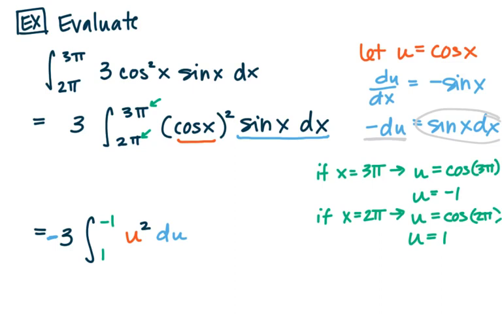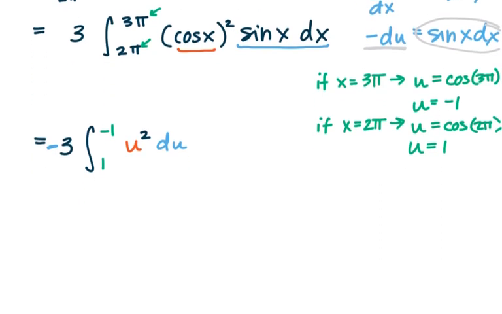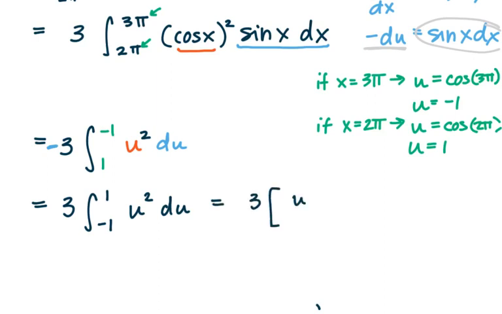All right, so notice your bounds in this situation are not in the same order. So I'm going to flip the bounds. Flipping the bounds would negate everything, and this is +3 from -1 to 1 of u squared du. So 3 remains when I integrate u squared. That is u cubed over 3, evaluated from 1 to -1.